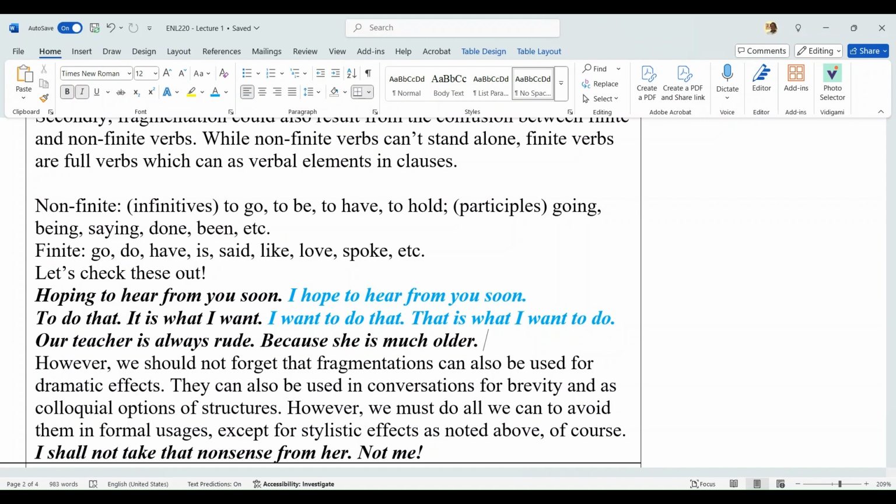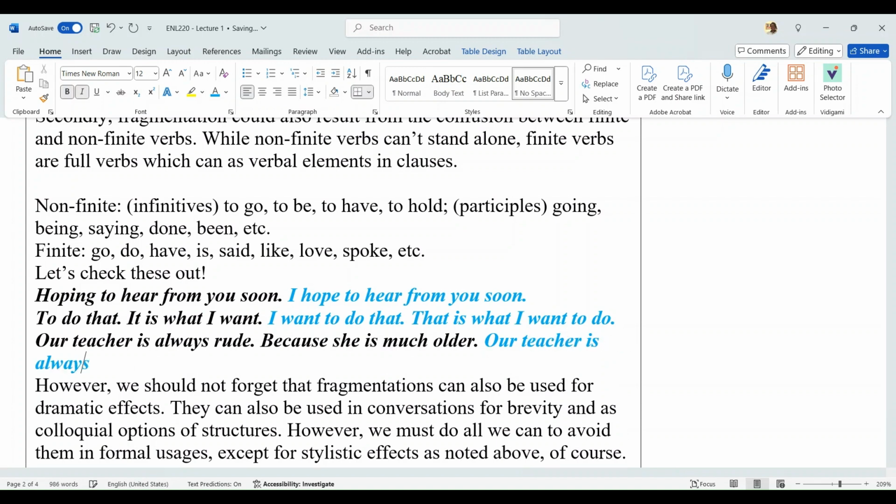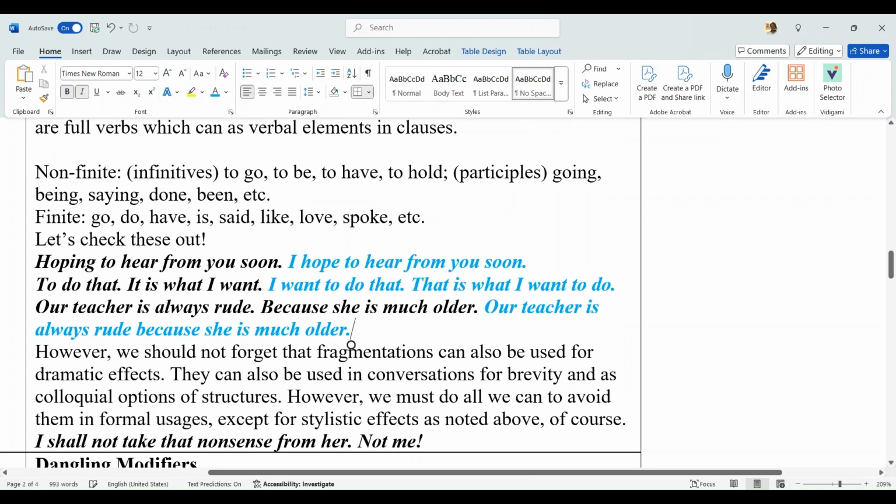Our teacher is always rude. Because she's much older. Now in this case too, what is the problem? The problem is actually the full stop that has been put before "because." So let's reconstruct this sentence. Our teacher is always rude because she is much older. I sincerely hope your teacher is not giving you that kind of issue.